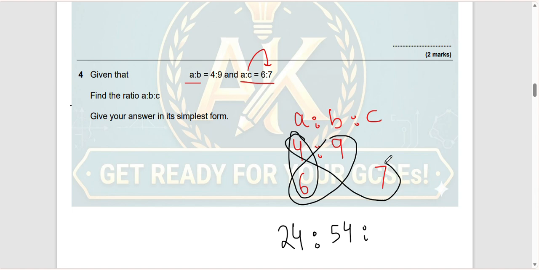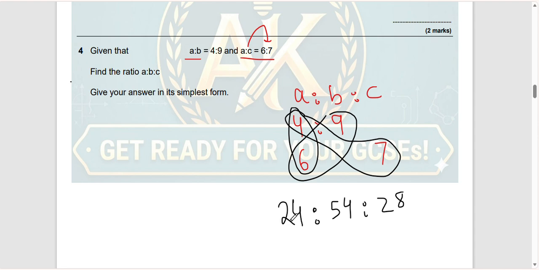Remember, I'm using the same way just like I told you before, because the A value is common here. I multiply with the A values. I'm not going to multiply 9 with 7. I'm going to multiply 4 times 7. It would be 28.